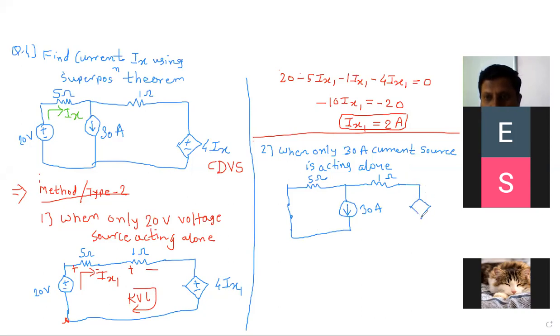Dependent source as it is, plus minus 4 into Ix, I will write as it is. Now what will be the current value? This current will now be Ix2. So if it is Ix2, here also there will be a change in current. So this becomes 4 into Ix2. Now who will tell how to find out the Ix2 answer?